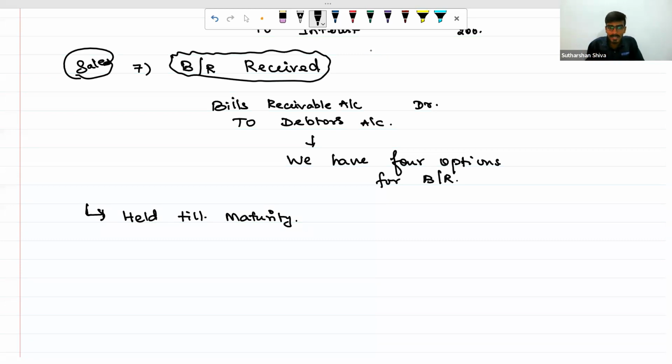Then I have already passed the entry for the bill held till maturity. There will be no entry. No journal entry should be passed.